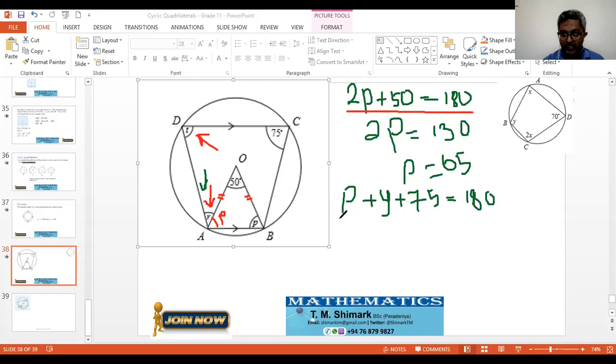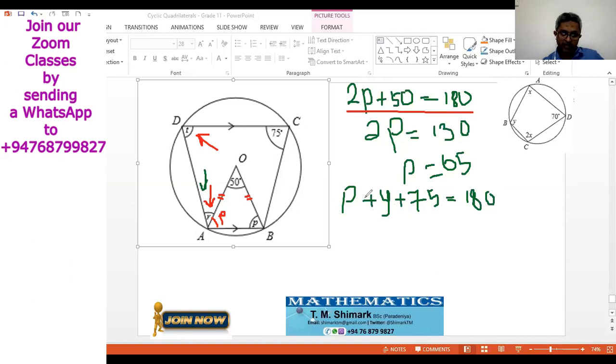Here also like that. If you write P plus Y plus 75 equals to 180, you have to tell the reason. What's the reason here? Cyclic quadrilateral, opposite angles are supplementary. You have to write that down, right? So P is 65. I can put that 65 plus Y plus 75 equals to 180, right? That will work out for me.